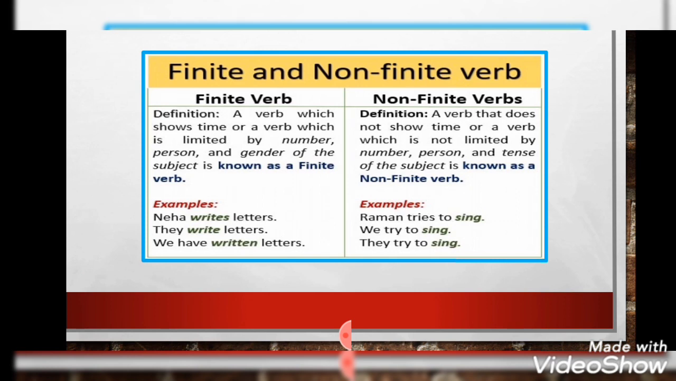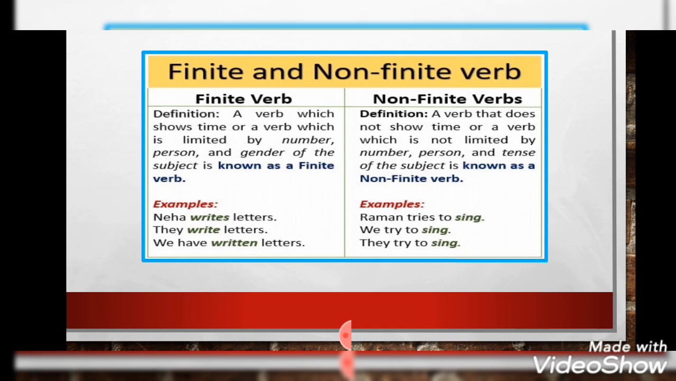Finite verb and non-finite verb. What is the basic difference between the both? Finite verb is a verb which shows time or a verb which is limited by number, person and gender of the subject. Means the verb will change according to the subject, person, number and gender. Few examples: Neha writes letters. They write letters. We have written letters. See, the verb write has changed according to the subject.